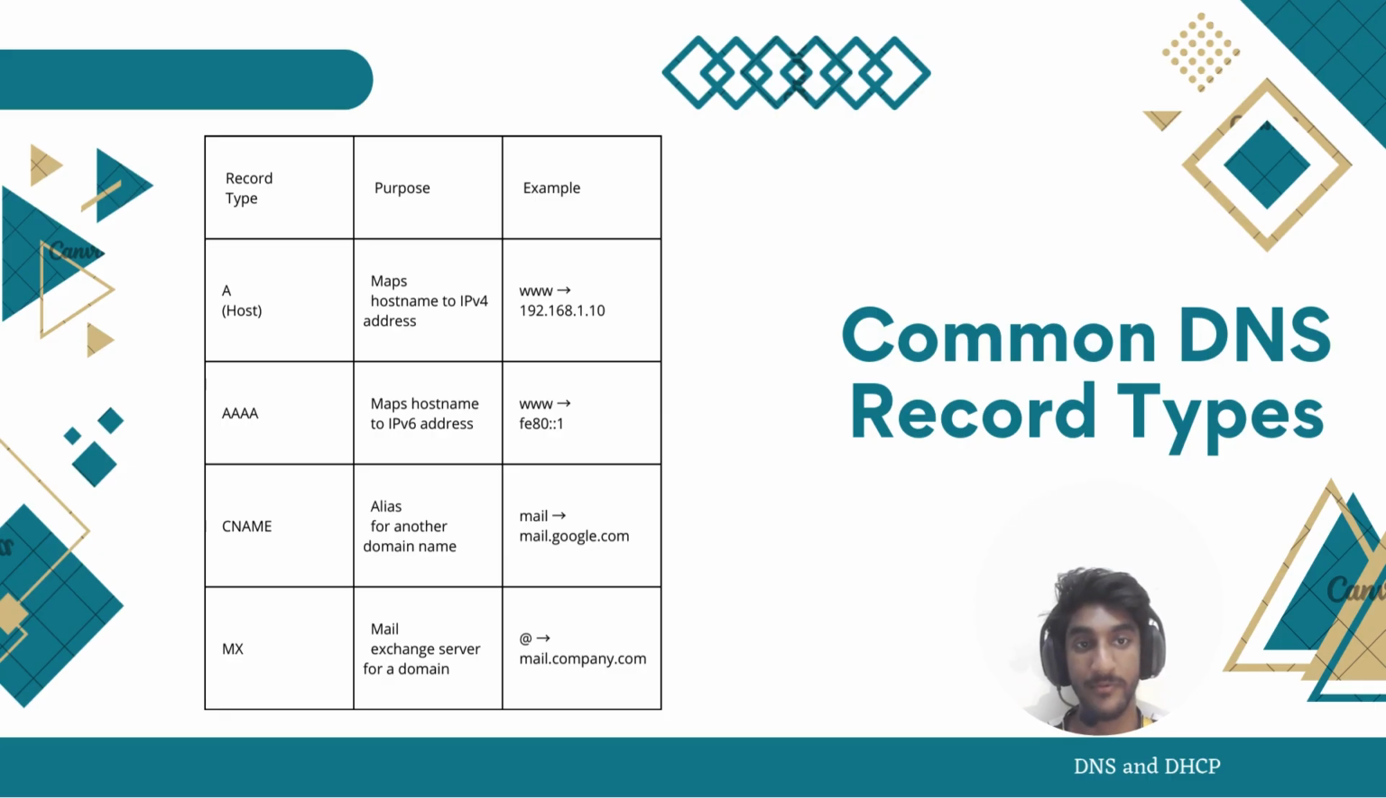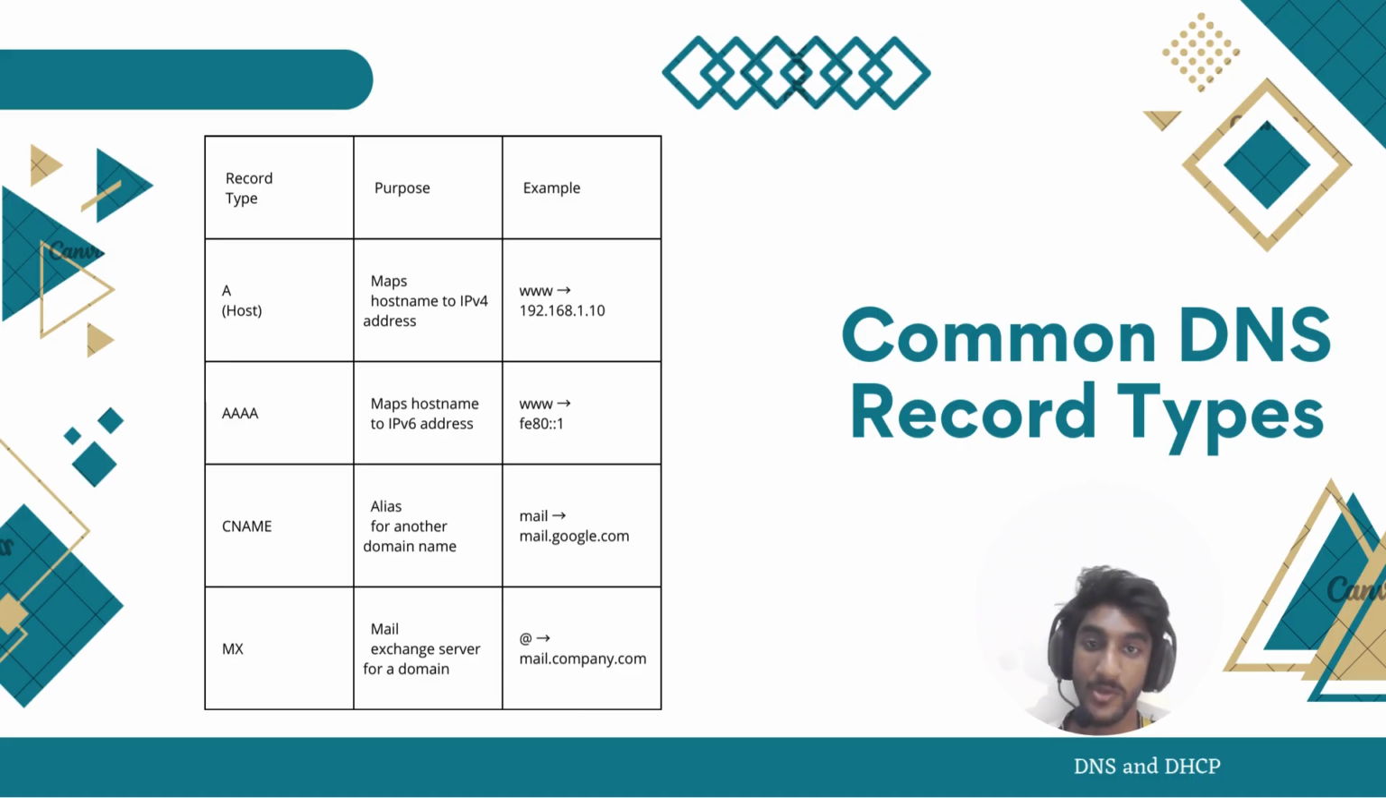For the next part, we have common DNS record types. There are 7 types of DNS record. For the first one, we have A, which is called host. The purpose of A is to map hostname to IPv4 addresses. For example, we have www. It will change into computer language and convert it into IPv4, 192.168.1.10. For the next one, we have quadruple A, whose purpose is to map hostname to IPv6 addresses. Its purpose is the same as A, but it does it with IPv6.